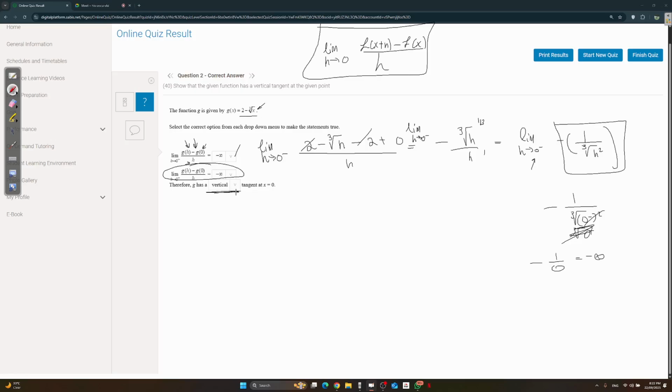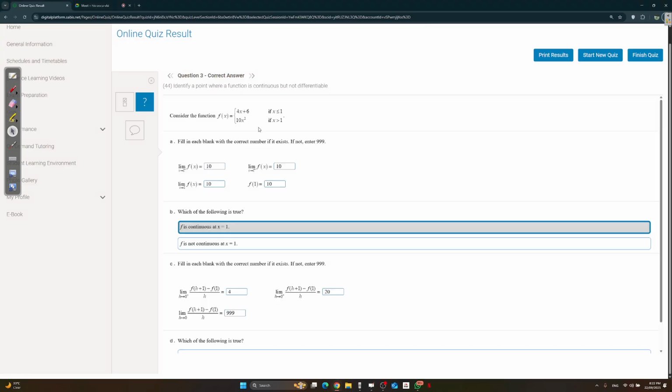Then here, vertical tangent. You need to know, if you get negative infinity and negative infinity for both your left side and your right side, left side is minus, right side is plus, then vertical tangent. Okay, part A and B, it's pretty self-explanatory. I won't explain because it's really easy.